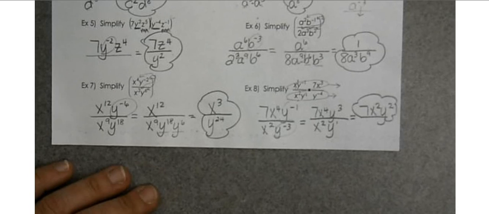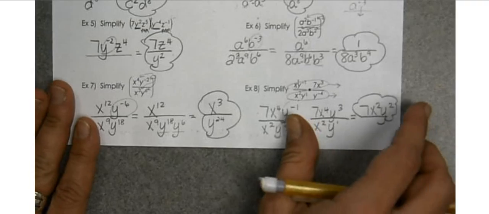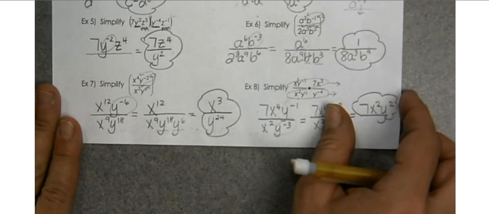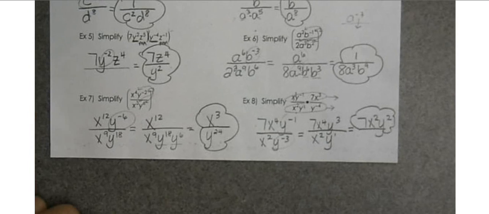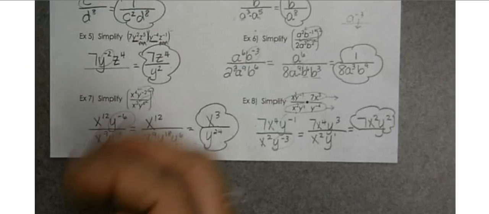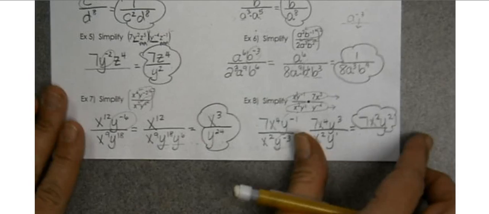So our final answer here would be 7x squared y squared. Okay? So those are the properties of exponents. There are a lot of different ways that you guys could get these answers. You don't have to follow these steps. And then sometimes, depending on the situation, you might want to do it differently, but those are some general rules that you could follow.